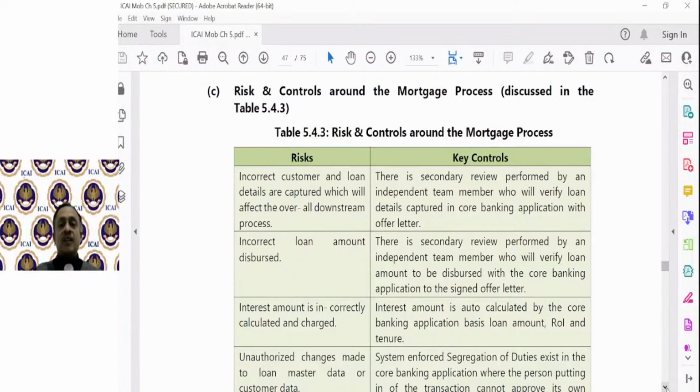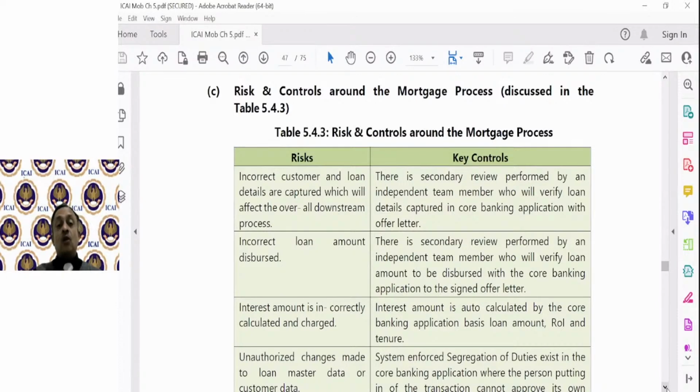So the key control is that there is a secondary review performed by an independent team member who will verify loan details captured in the core banking application against the offer letter. This is very, very important: whatever loan details are captured in the system need to be verified by an independent body. Most bankers have built what they call a second check. So whatever updates are there for a loan, a team makes a check that these details have been correctly captured in the system or not.